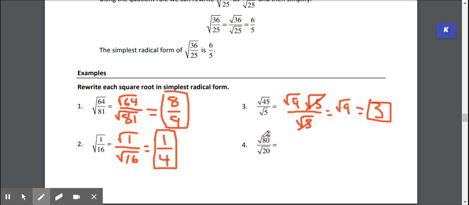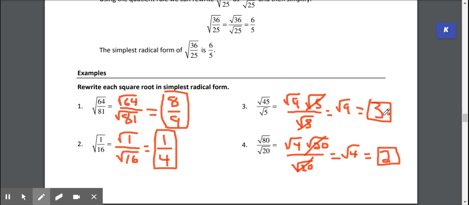Here, again, I'm looking at perfect squares. Just so happens I'm going to break this up into root 4 and root 20. Now, root 20 has a perfect square factor in it. I don't care. I'm looking to cancel the root 20s. Anything over itself is 1. So just like 20 over 20 is 1, root 20 over root 20 is also going to be 1. And there it's going to simplify to a nice, easy number of 2.